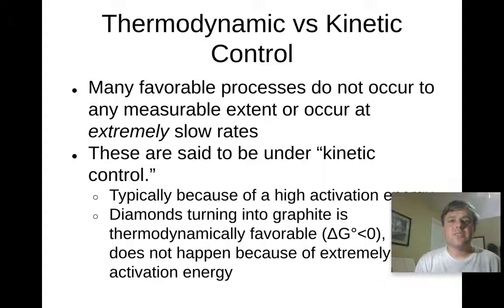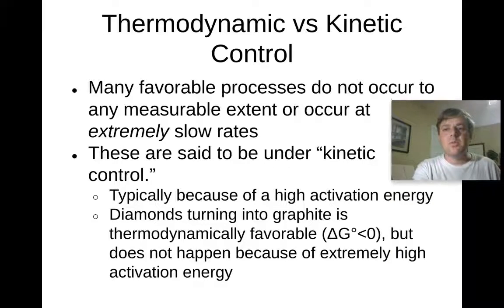So the last thing I want to show you for today about how we're going to analyze this is talking about thermodynamic versus kinetic control. What this is saying is that there are a lot of processes that may be thermodynamically favorable, but you never see them actually happen. And those are said to be under kinetic control. In other words, the rate of the reaction is so slow or the activation energy is so high that even though it's theoretically and mathematically a favorable process, it never happens.